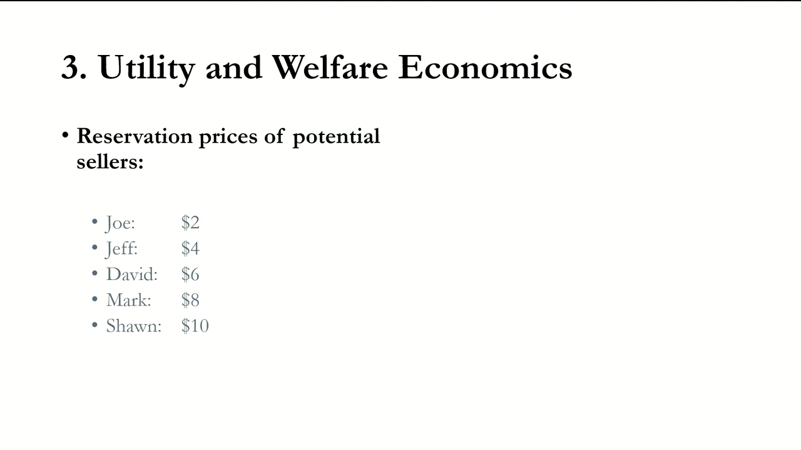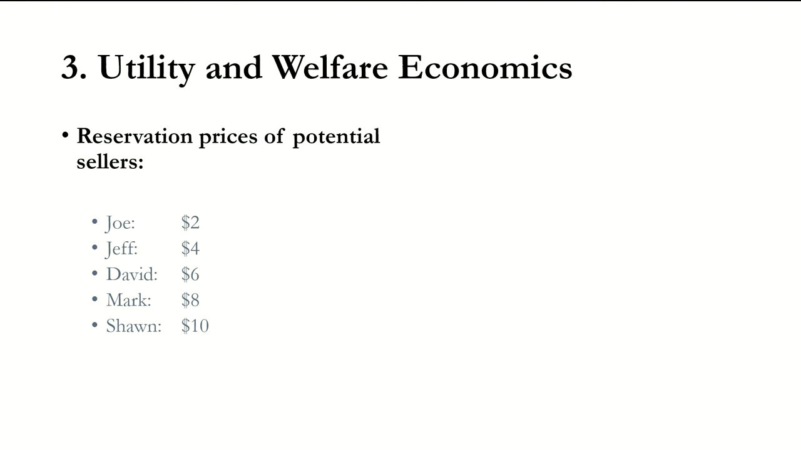This is a reflection of their opportunity costs. So Joe is the most efficient provider of whatever the service is, and Sean has very high opportunity costs. He has maybe something more important to do, that's why he would charge a higher price. Or maybe he's just so unproductive in terms of the time he needs to do it, and so on.